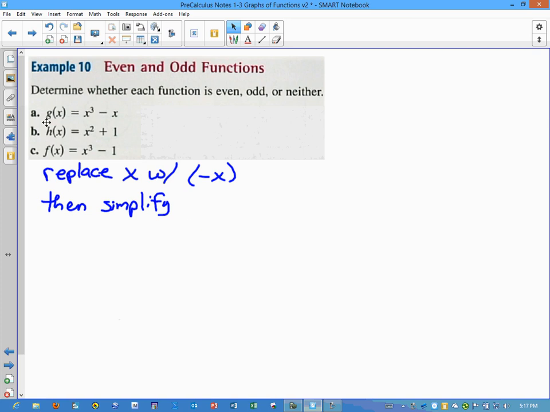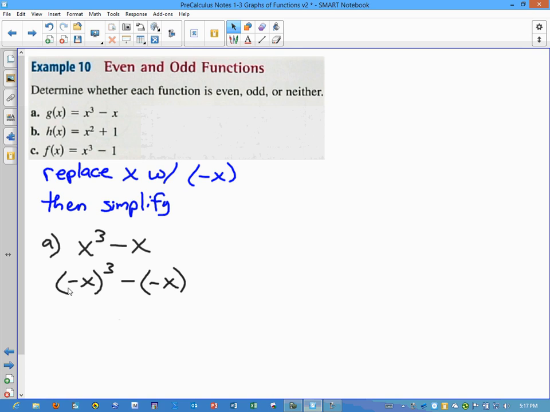So starting with a, we have g of x equals x cubed minus x. So I'm just going to copy down the actual equation. Wherever I have x, I'm going to replace it with a negative x, and following good habits, we're always going to use the parentheses when we replace. So x becomes negative x. And then we simplify. We try to get rid of double negatives, for example.